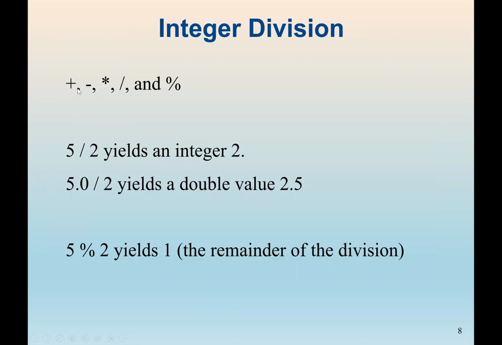So again, these are all the arithmetic operations. For example, 5 divided by 2, the answer will be 2. But anytime we divide a decimal value by a whole number, the answer will give us a decimal value, same as Java also. So 5.0 divided by 2 is 2.5. But 5 divided by 2 is 2. Now 5 modulus 2 means the remainder of 5 divided by 2. So if I divide 5 by 2, the remainder will be 1. Same as Java also.